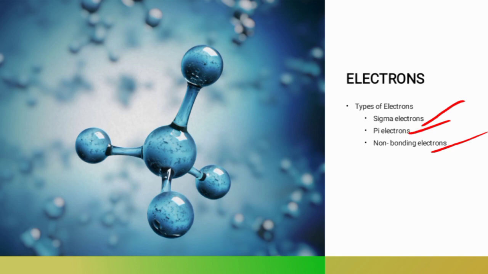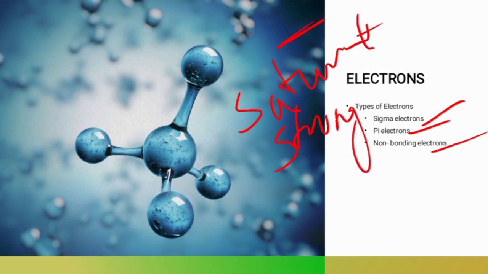Sigma electrons are in saturated compounds. Saturated means single bond, like alkanes. These electrons require high energy for their excitation, and these electrons are tightly held because sigma bonds are strong bonds. The compounds containing sigma bonds do not absorb UV visible radiations. That's why these can be used as solvents in UV spectroscopy.